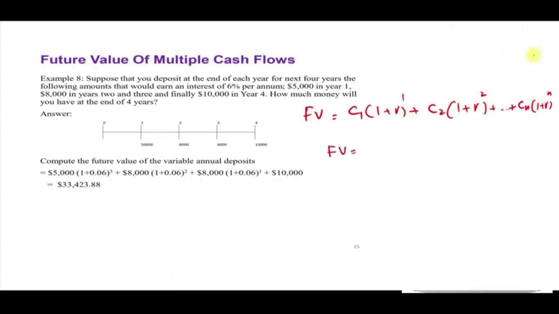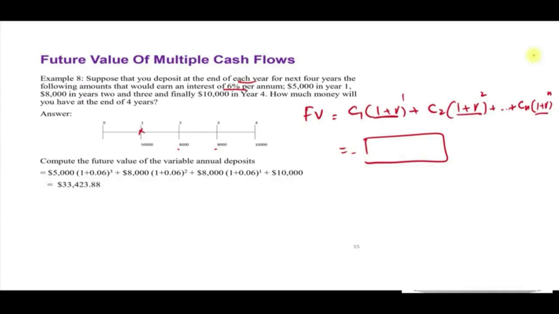For a single cash flow, the future value was equal to present value times 1 plus r power n, right? But because now we have multiple cash flows, we are replacing this P with the different cash flows, so we need to adjust the formula and then add them all. Suppose that you deposit at the end of each year for the next 4 years, every year 5,000, 8,000, 8,000, and 10,000, and the interest rate is 6% per annum.